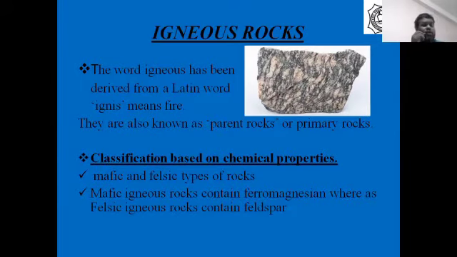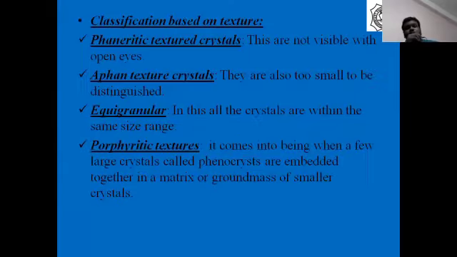It consists of silicates of aluminium in combination with those of sodium, calcium, and potassium. So this is the classification on the basis of chemical properties.